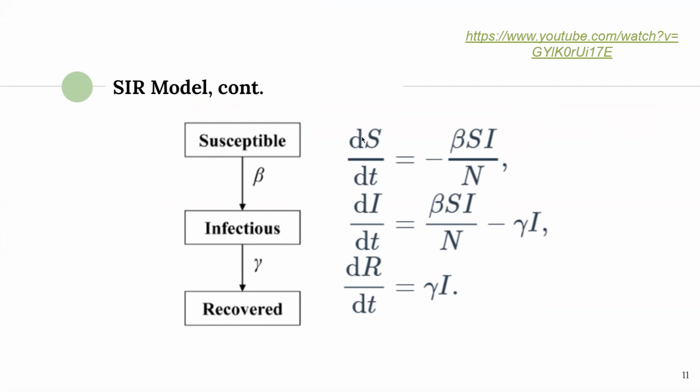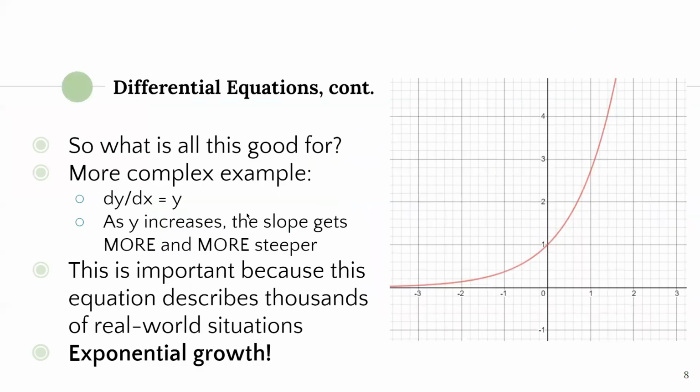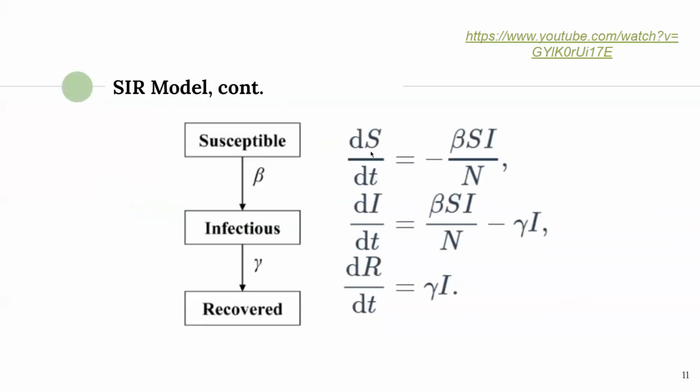If you look here, you're going to see something a little more complicated looking, but it's very similar to what we showed earlier, where we had, for example, dy by dx equals y. Except in this case, it isn't x and y. It's S, I, R, and t. So what does this mean? The first thing I want to say is that this little t just stands for time.